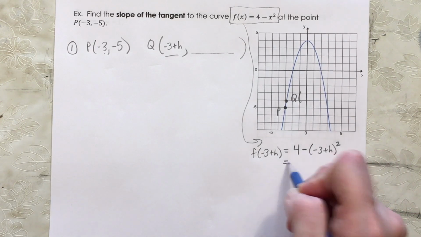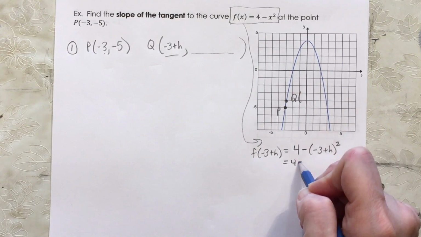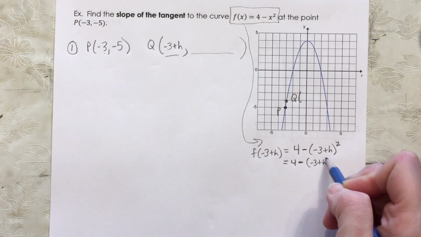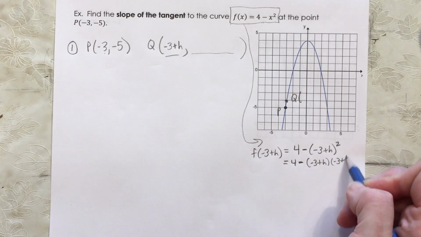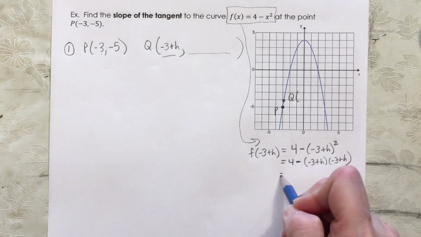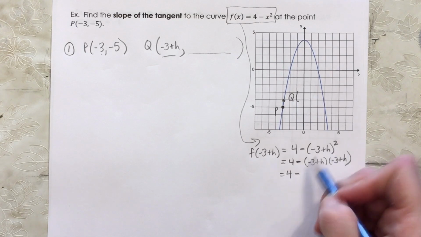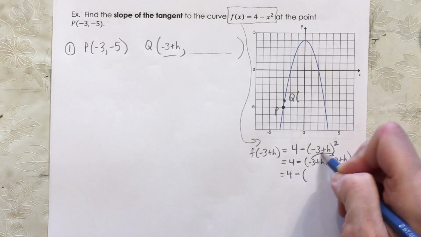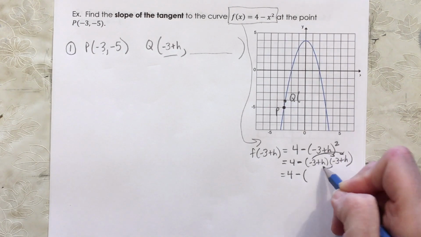All right, so now I've got to do some algebra. So I'm subtracting this entire square binomial here. And if you can square a binomial in your head, it saves you some time, but I'm going to pretend that maybe you're not at that spot where you can do that yet. So we'll do the FOIL here.